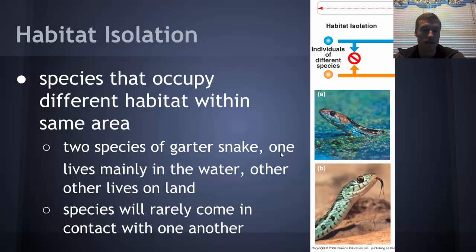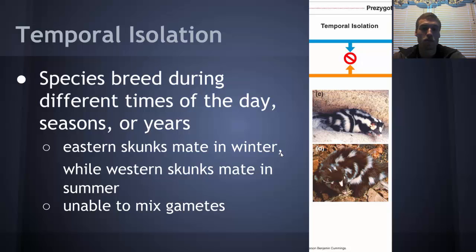However, an example would be the garter snakes. One of them lives in the water, one lives in the land, so they don't come into contact with each other very often. Therefore, they have gone through evolution separately. And most of these are examples of what could be sympatric speciation. Could be allopatric, but most of these are going to be sympatric, or will be exemplified, I guess, as sympatric speciation. The next one is temporal isolation.